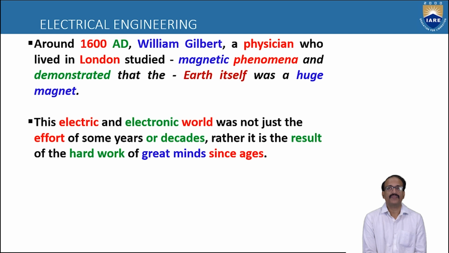Next, William Gilbert in 1600. Now we have shifted from BC to AD. He was a physician who belonged to London. He did some research on magnetic phenomena, and he found that the Earth itself is a magnet. Earth itself is a magnet.